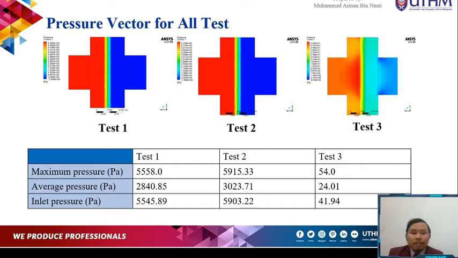For the pressure vector, for test 1, test 2, and test 3, we can compare by referring to the table. Test 2 has the highest maximum pressure compared to the others. Test 3 has the lowest. And for average pressure, test 3 also has the lowest, and test 2 has the highest. Same goes for inlet pressure. Test 3 has the lowest, and test 2 has the highest value of inlet pressure.